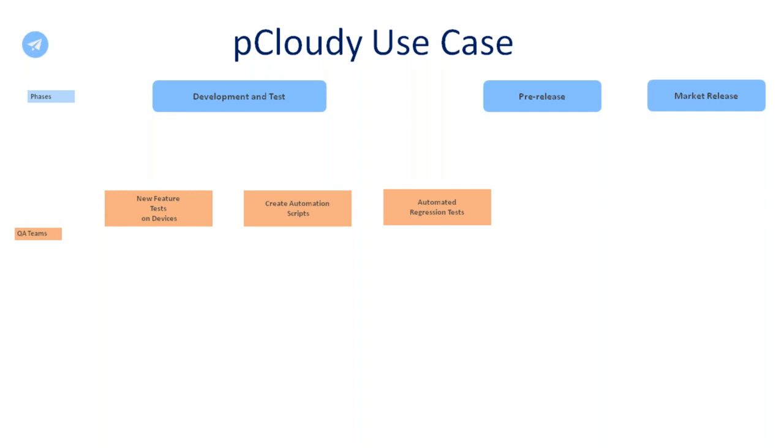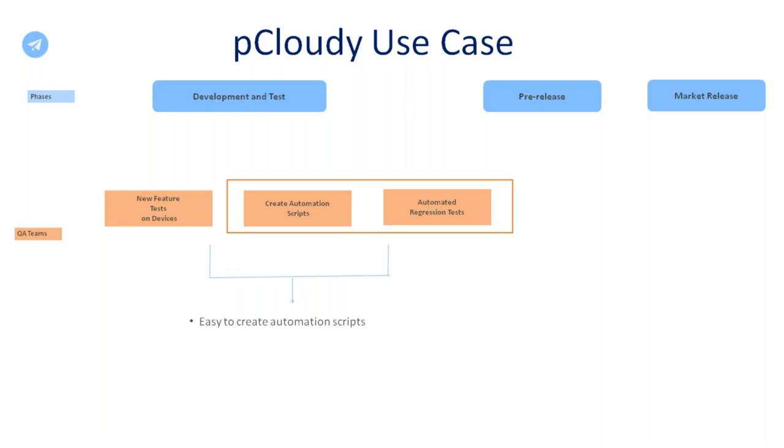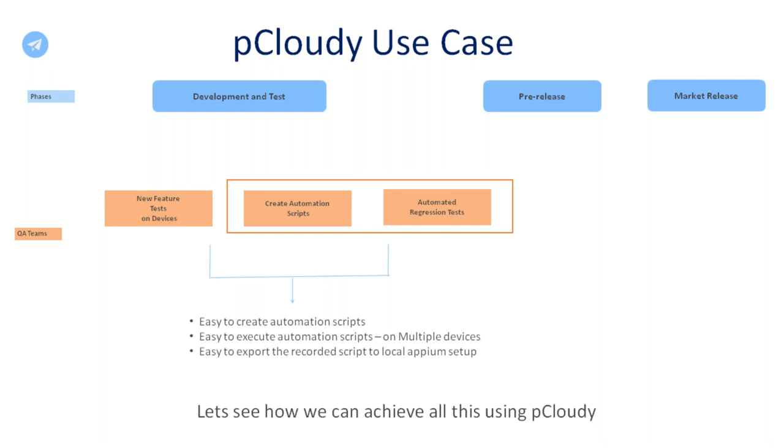So when we are getting a new feature to be tested, we have to do it manually. At the same time, we also have to create the test automation scripts. So the creation of the automation scripts and executing the regression test cases, this is the part which we will be actually seeing here, the entire cycle. So we will see how easy it is to create the automation scripts using pCloudy, how easy it is to execute automation scripts on multiple devices, and how quickly and easily we can export the recorded scripts to a local Appium setup. So all these things we are going to see today.